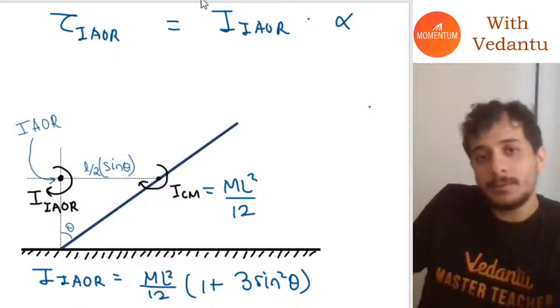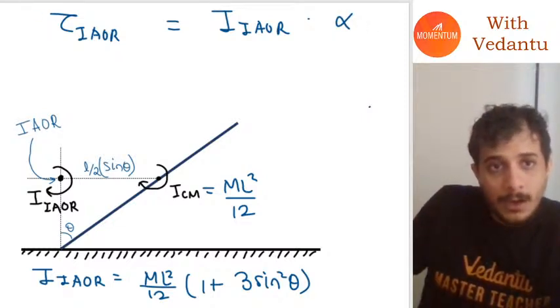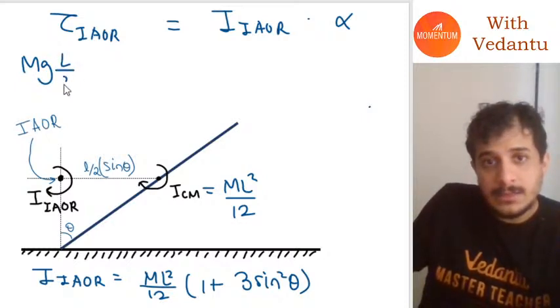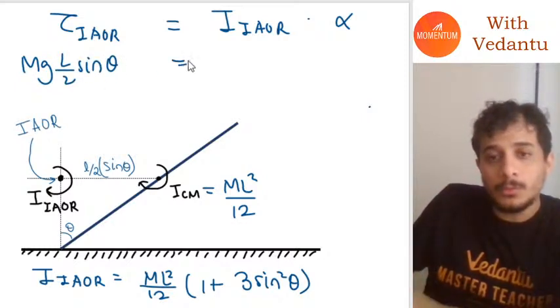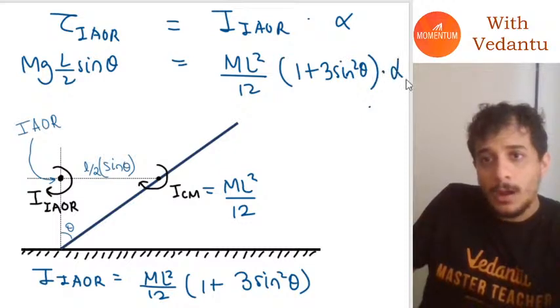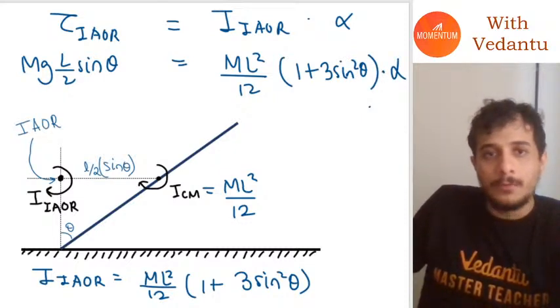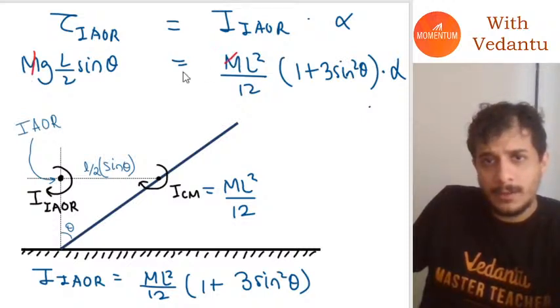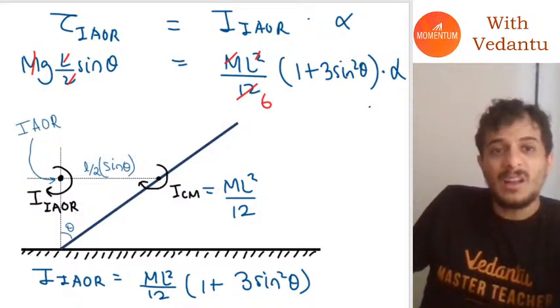If you do that, you will very easily get the value of tau, which is mg into L by 2 sine theta, equal to mL square by 12 into (1 plus 3 sine square theta) into alpha. Now, from this equation, some things get cancelled out. M and m cancel out, L cancels with L square, and 6 will remain. I will have a very weird answer.